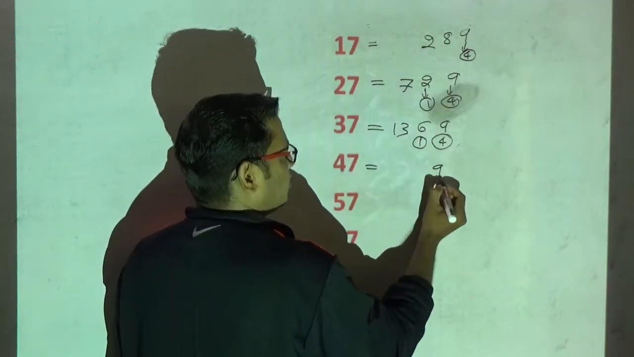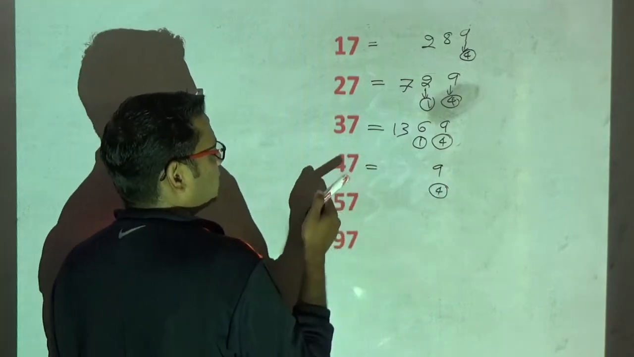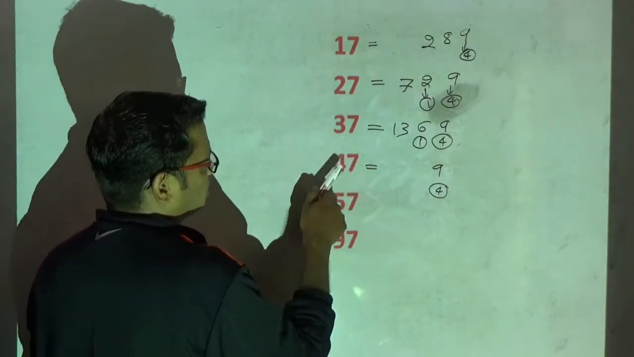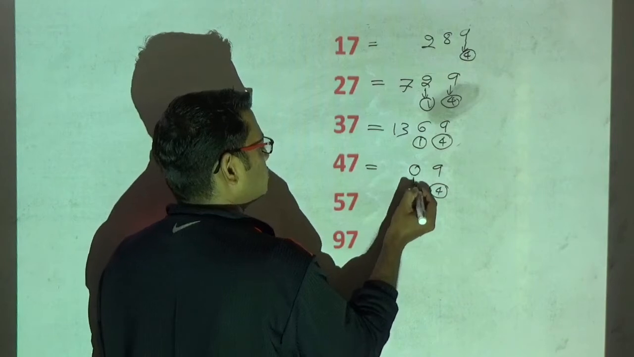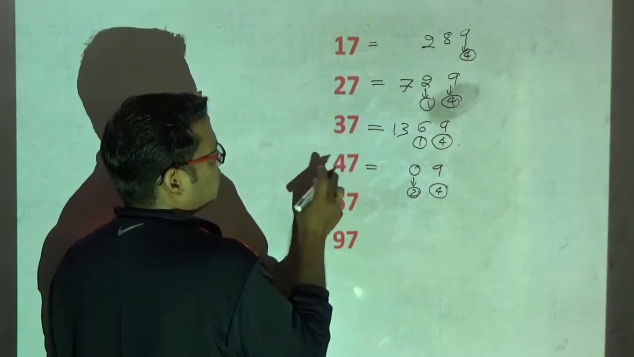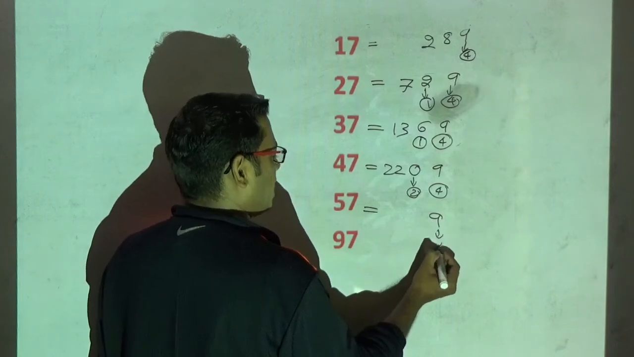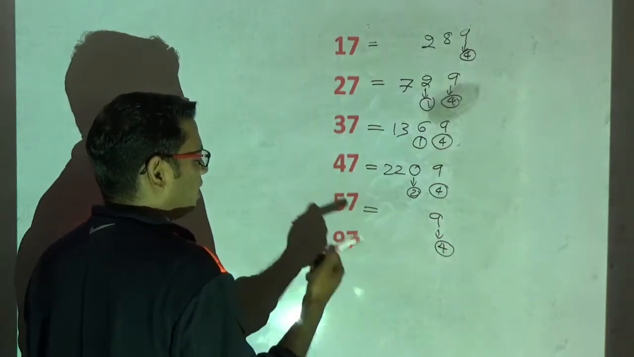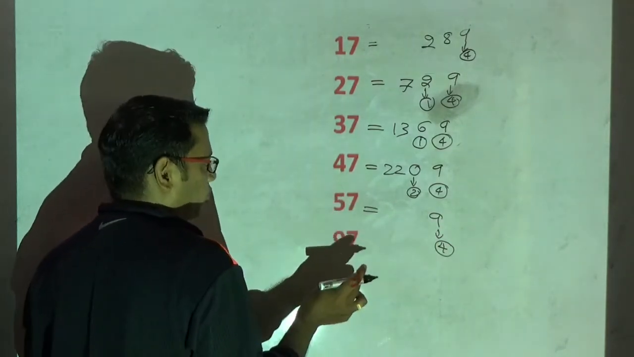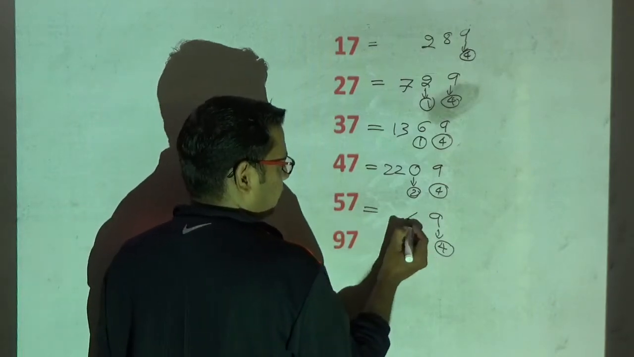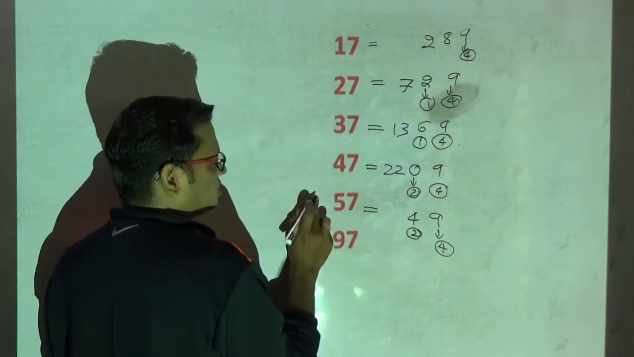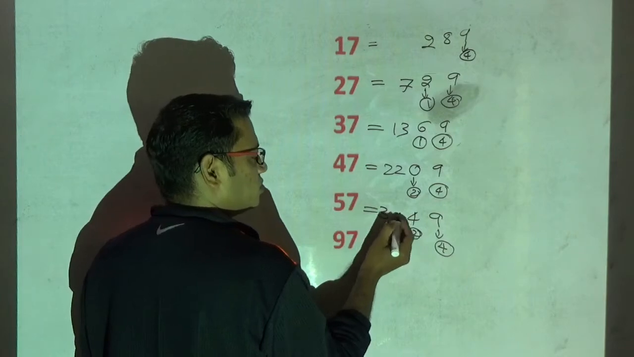7 square 49, 4 is the carry. Double of 7, 14, unit place 4, 4 4s are 16, 16 plus 4 is 20, carry is 2. Next number is 5, 5 4s are 20 plus 2 is 22. Similarly here 7 square is 49, 4 is the carry. If you double 7 it will become 14, unit place 4, 5 4s are 20 plus 4 is 24, carry is 2. Next number is 6, 6 5s are 30, 30 plus 2 is 32.